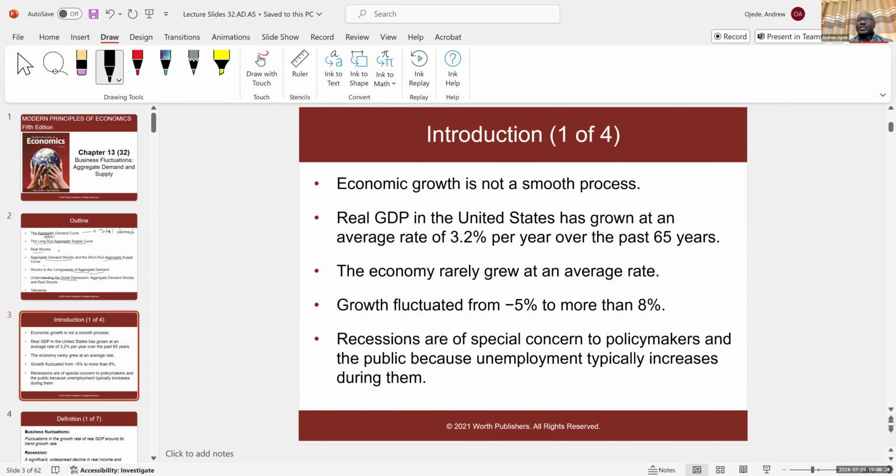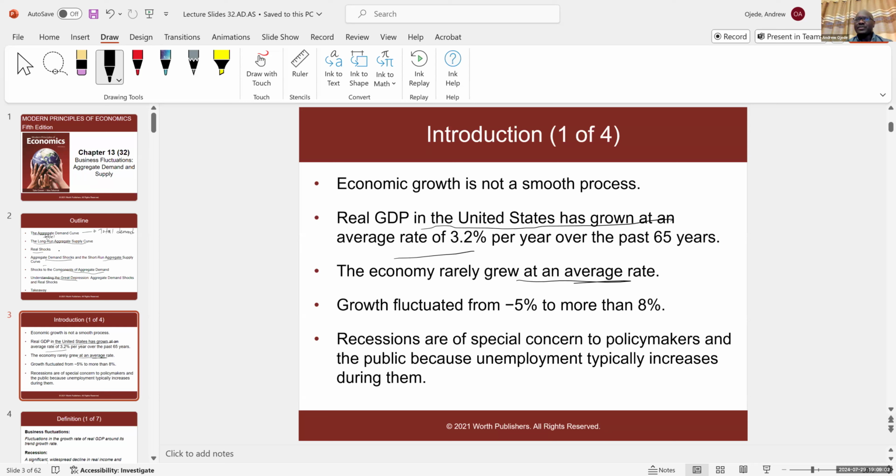Economic growth is not a smooth process, as I already alluded to in my earlier remarks. The economy doesn't grow in a straight line, where things are always rosy all the time. No way, that's not the reality. So for example, real GDP in the United States has grown at an average of 3.2% per year over the past 65 years. So that is remarkable. But the economy rarely grew at an average rate, though. Sometimes there are swings. Some years we get negative growth when we get into a recession.